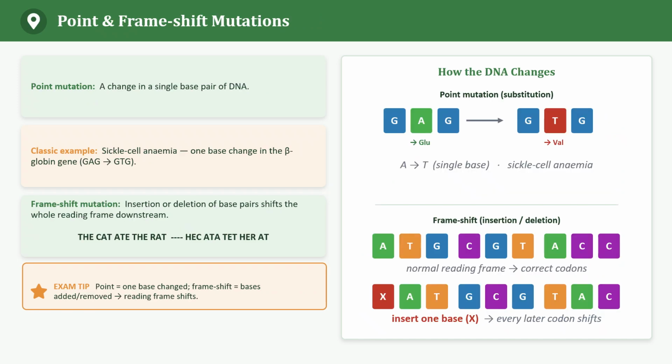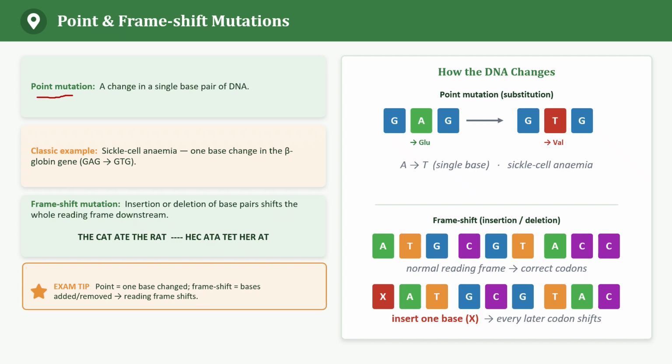So next we are going to see point mutation and frame shift mutation. Not every mutation changes a large chromosome segment. Sometimes only one DNA base changes, right? So this we call the point mutation. So a point mutation involves the change of a single base pair in DNA. So even though only one base changes, it can completely alter the protein produced.